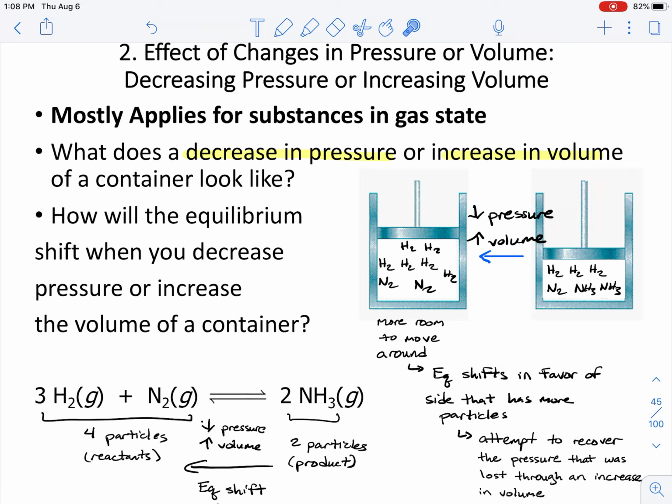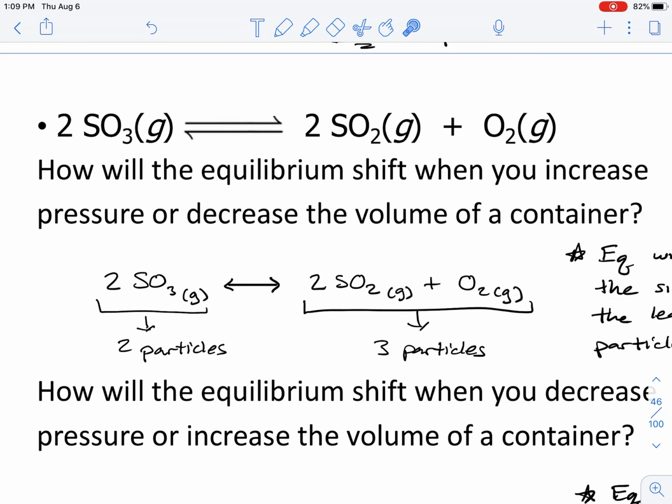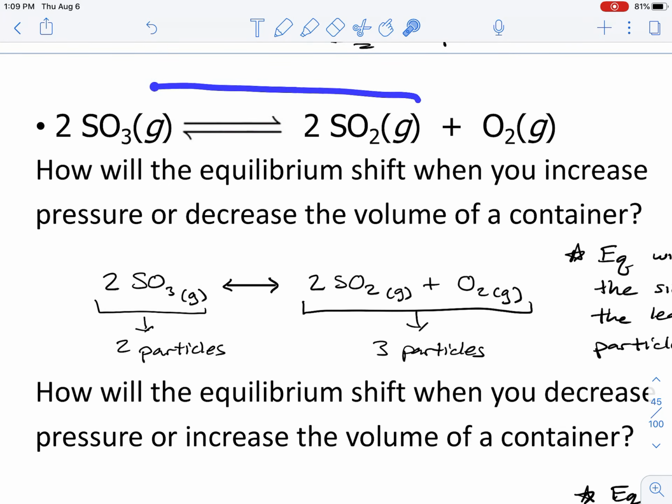So the first example I want to go over is an equilibrium between sulfur trioxide producing sulfur dioxide and oxygen gas. I want you guys to imagine that this equilibrium is inside some type of container such as a balloon. How will the equilibrium shift when you increase the pressure of the balloon or decrease the volume of the balloon, which is going to represent our container?